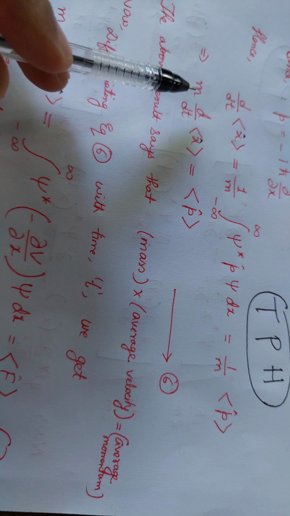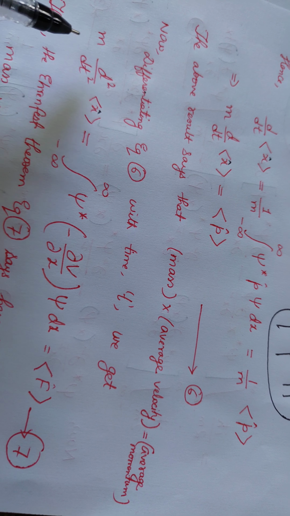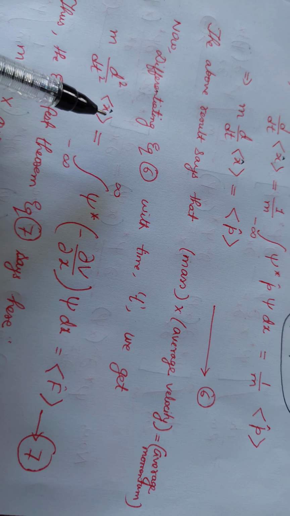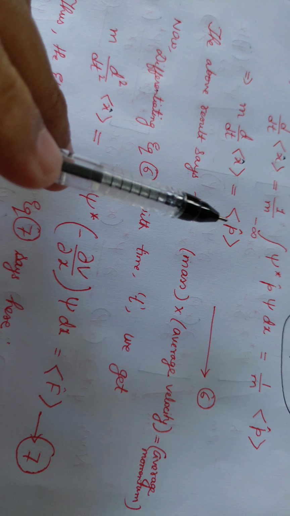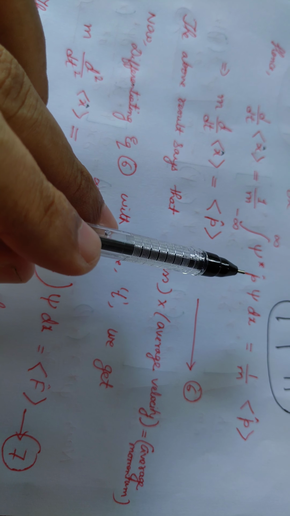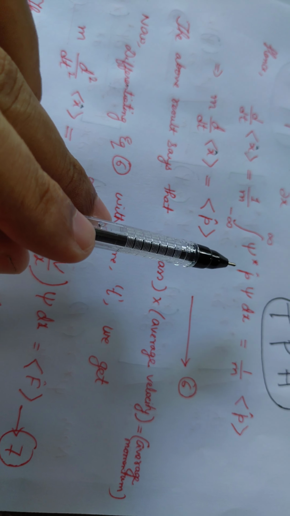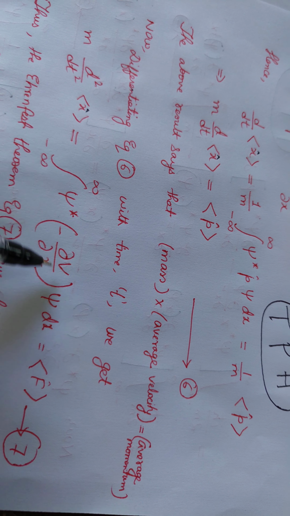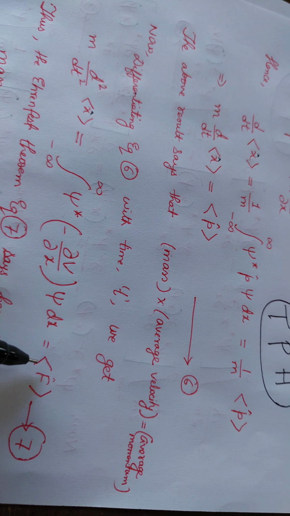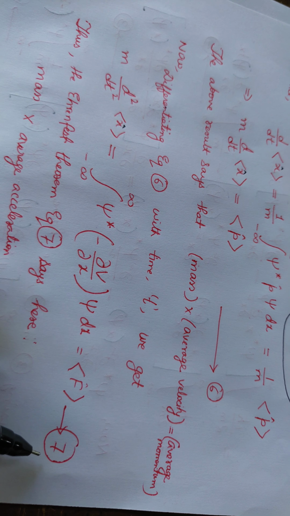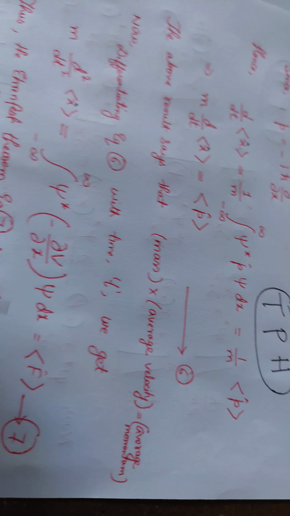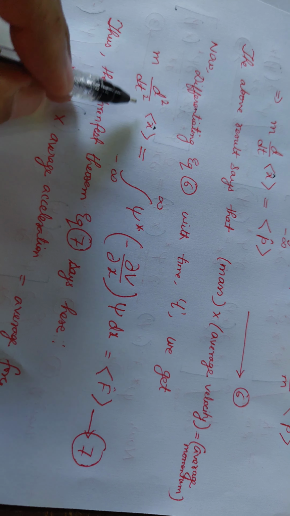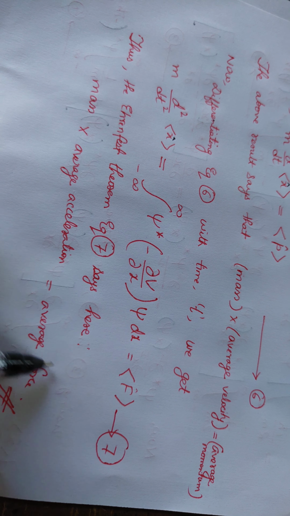Now again, if you differentiate this with respect to time, what do you get? Again differentiate this with respect to time, you get m d square by dt square of the expectation value of the position is equal to, if you just differentiate, dp by dt, that is nothing but force. Again, we know force is the negative gradient of the potential, minus dV by dx. So that is what you get, psi dx. So that is nothing but the expectation value of F. So that is equation number 7. F stands for force here, right? So that is the Ehrenfest theorem, which says that mass into average acceleration is equal to average force.